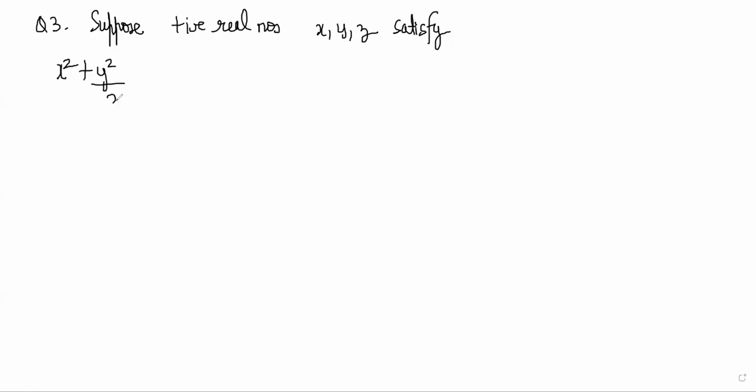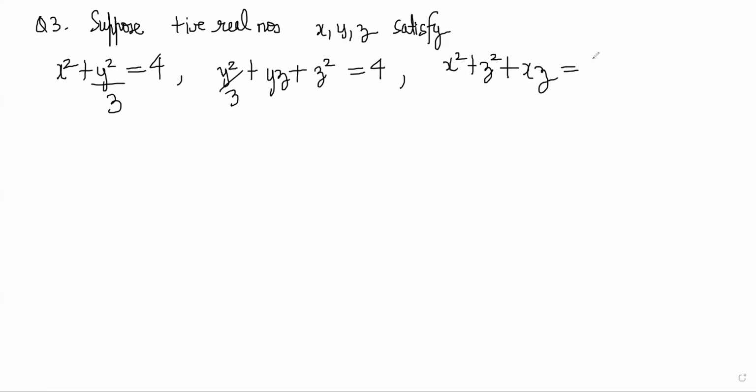Let's move on to the third one. Here, suppose we have positive real numbers x, y, z, which satisfy x square plus y square by 3 equal to 4, y square by 3 plus yz plus z square equal to 4, and x square plus z square plus xz equal to 4. We have to find the value of 2xy plus yz plus 3xz.